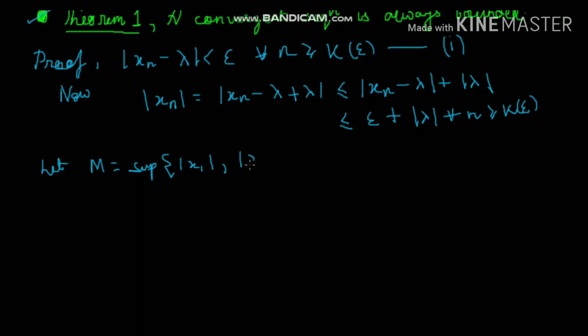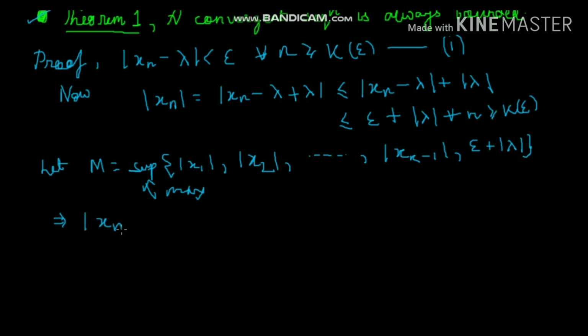Supremum of mod value of x of 1, then x of 2, then it goes on till mod value of x of k minus 1, and finally epsilon plus mod of lambda. Sorry about that. So since this is a finite set, we can compare the terms and the supremum function is thus applicable. Remember, the supremum function will give us the maximum value. So if x of 5 is a maximum value, it will give out x of 5 and then m will be x of 5.